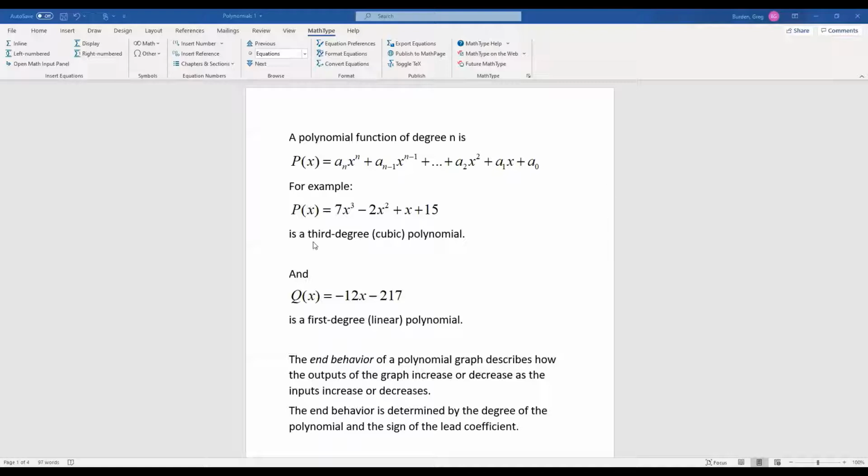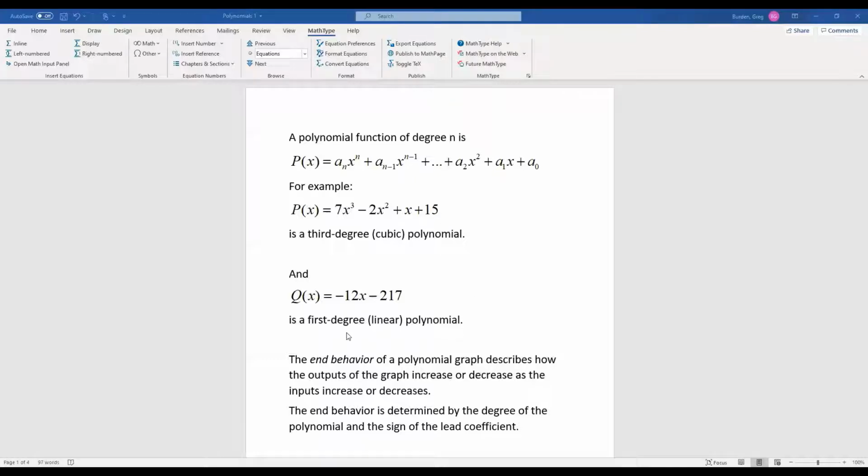Okay, so back to what I started to say about the third degree or cubic polynomial function we have here. If this were written as negative 2x squared plus 15 plus x plus 7x cubed, it would still be a third degree polynomial. This one is written in descending order. The powers are getting smaller as you go from left to right. Third, second, first, 0th, or constant. And notice we have 4 terms here.